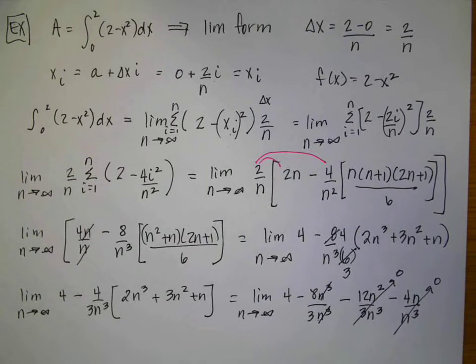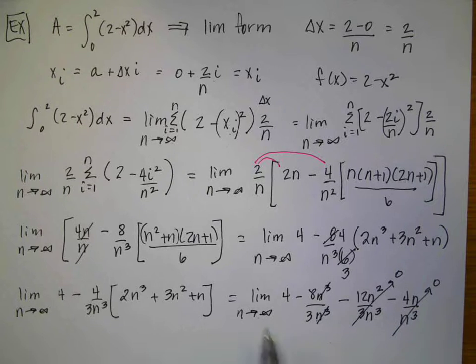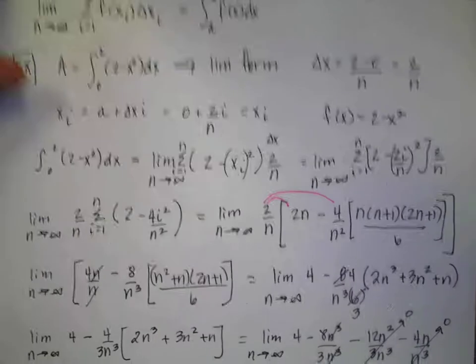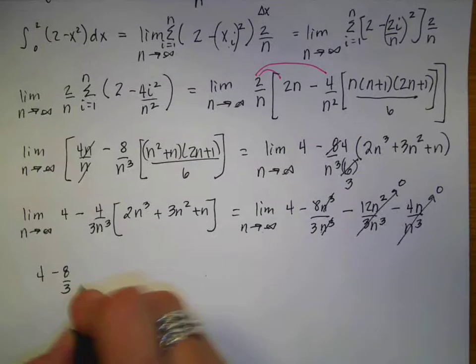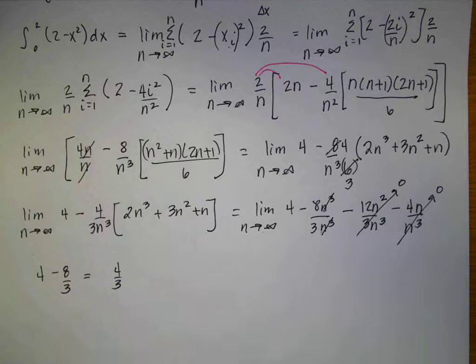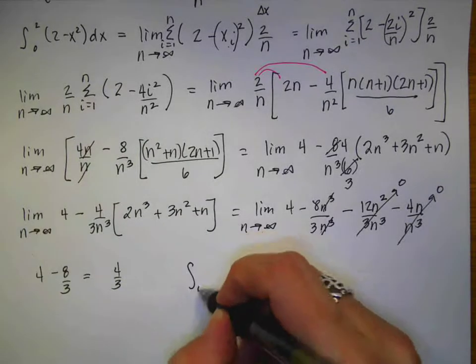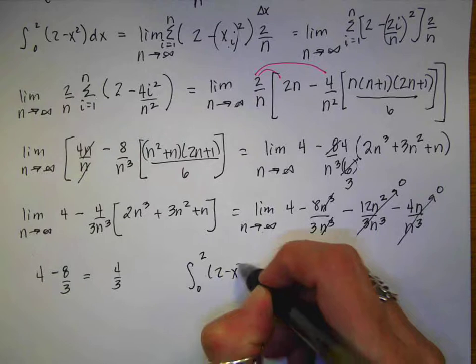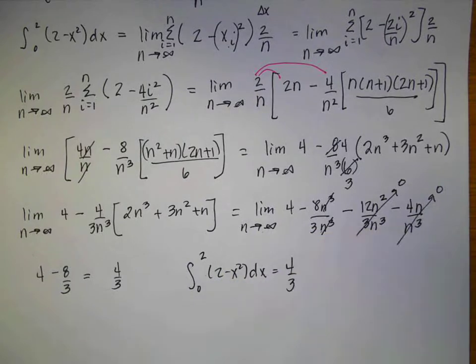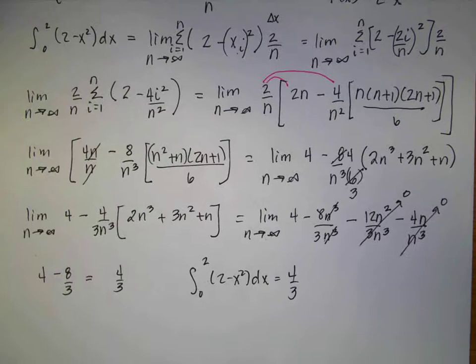This is going to go to 0, and this is going to go to 0 because I've divided by a higher degree. I'm approaching infinity. So then all I have left is 4 minus 8 thirds. Woohoo! That's actually kind of nice. And then if I simplify that math, 12 minus 8 is 4, so my limit is 4 thirds. So, I'm going to go back and write it this way. The integral from 0 to 2 of 2 minus x squared dx is 4 thirds.